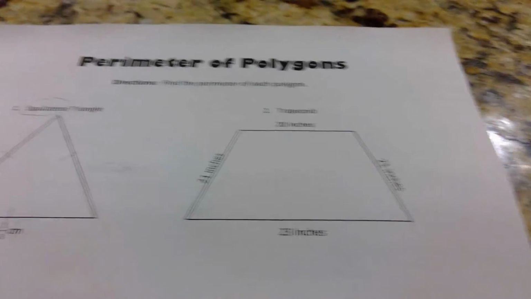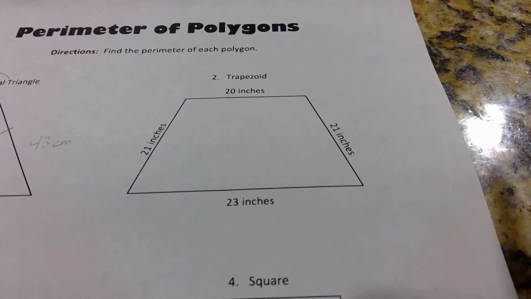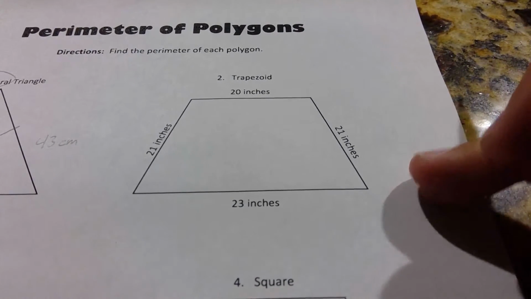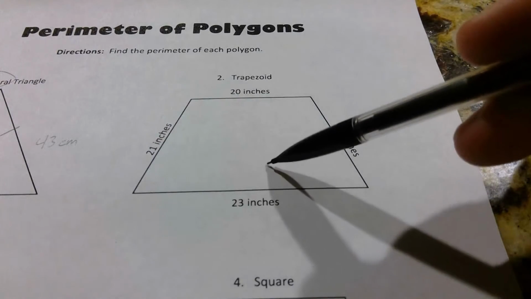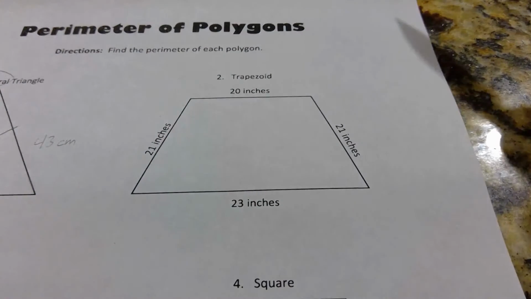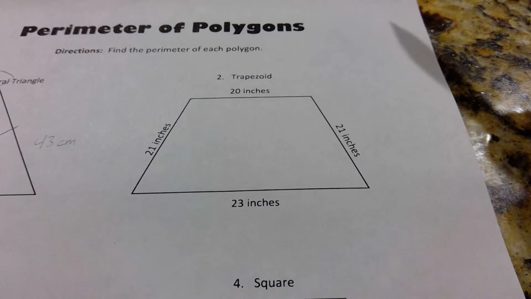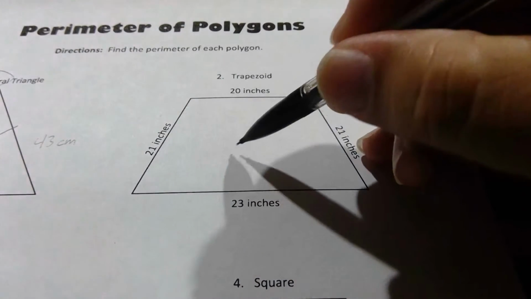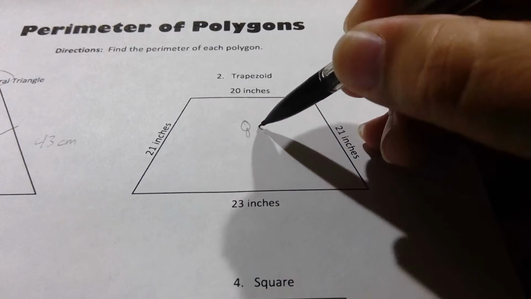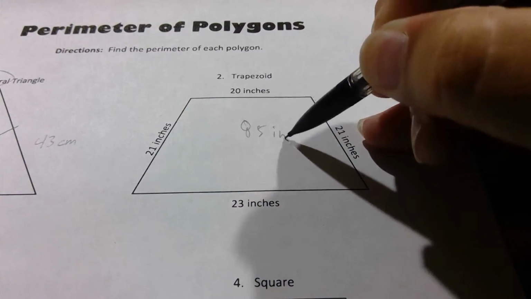Number 2, I'm looking for the perimeter of a trapezoid. Well, again, I'm just going to measure the distance around all sides. So 20 plus 21 plus 23 plus 21. So that's going to give me 20, 40, 60, 85. So 85 of my units are inches. So 85 inches.